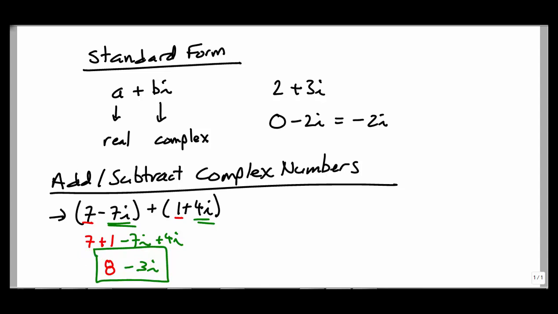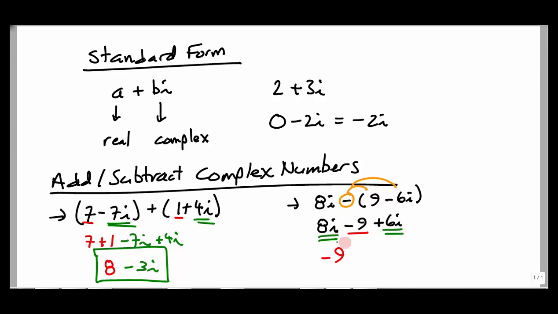Now sometimes you'll have a little bit more work to do. For instance, we could have a problem where I actually have to do some distribution. My negative sign out front of the parentheses, I can't just drop the parentheses, I actually have to distribute. So I take this negative sign and I would distribute into the parentheses after it. So I'd have 8i minus 9 minus a negative 6i, which is the same as a positive 6i. And then we do the same thing again. Negative 9 is my only real number here. My complex numbers are 8i plus 6i. 8 plus 6 is plus 14i. So adding and subtracting complex numbers isn't too bad.